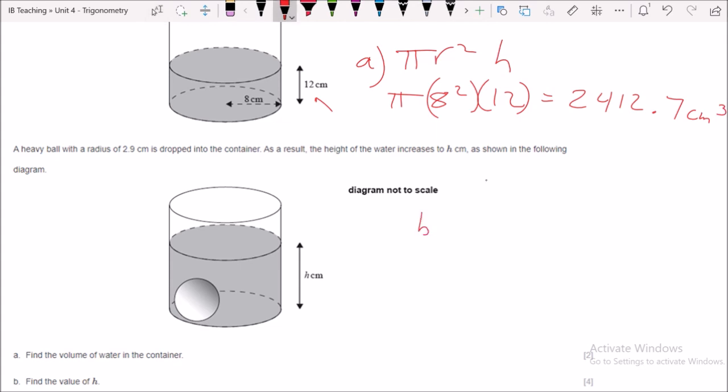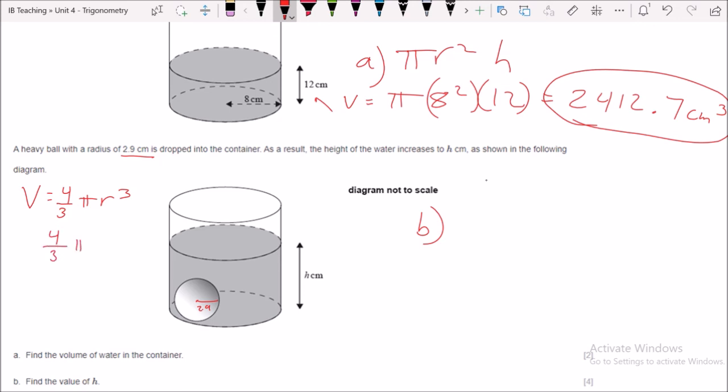That's part A. What about part B? Find the value of h. Okay, so h is what is the height now? Okay, and so we knew that this was the initial volume, right here. And then they just said that we added a ball with a radius of 2.9. And it's still centimeters, same unit. So what is the volume of the ball? So 4/3 pi r cubed. And then we would want to plug in the radius of the ball, so pi times 2.9 cubed.